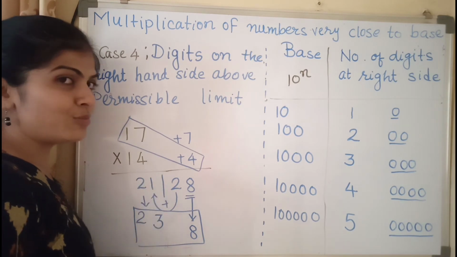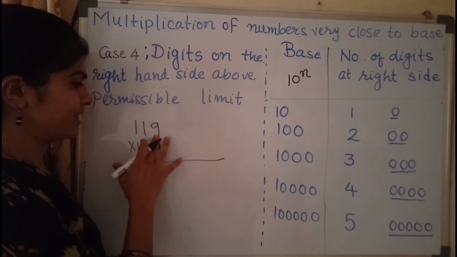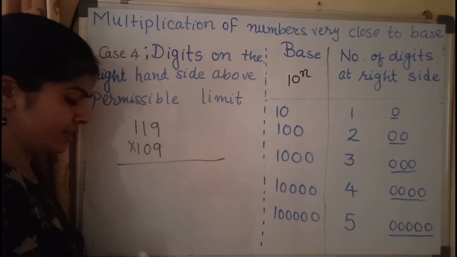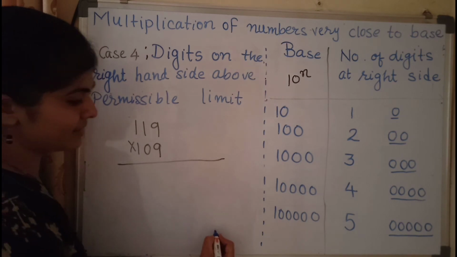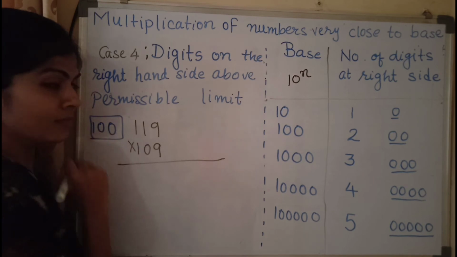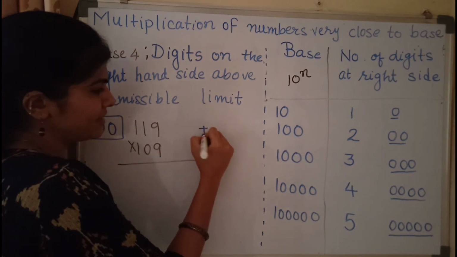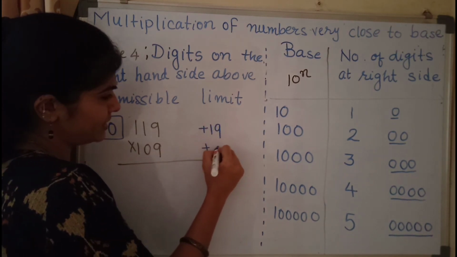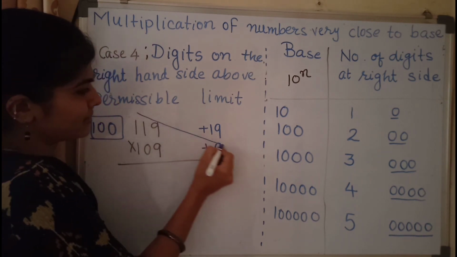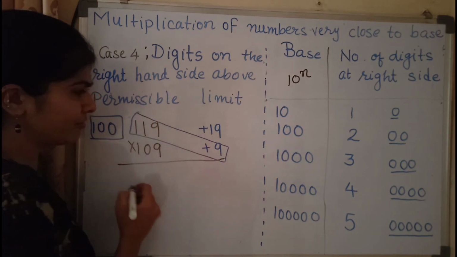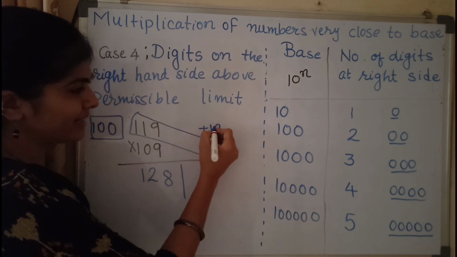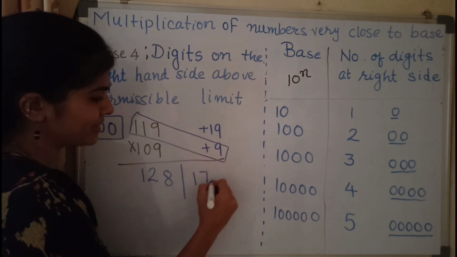Now let's consider one more example. Another example is 119 times 109. Both the numbers are closer to 100. So what is my base? I can say that my base is 100, right? Is it true? Yes. Now this deviation is plus 19 and this deviation is plus 9 because both are greater than 100. Now next step is I should add both of them. So this will become 128. And on this side 19 times 9 is 171.